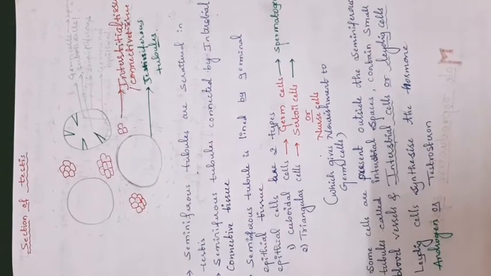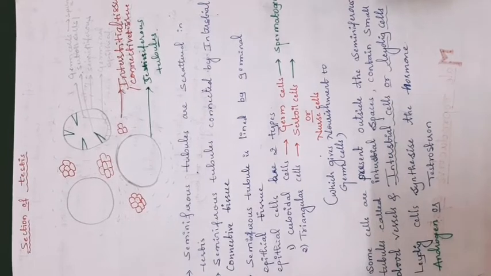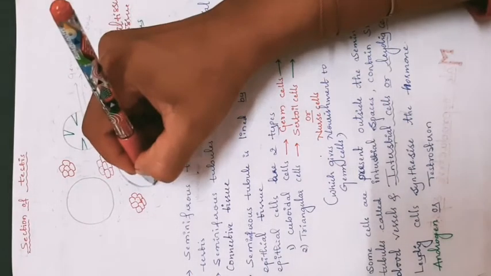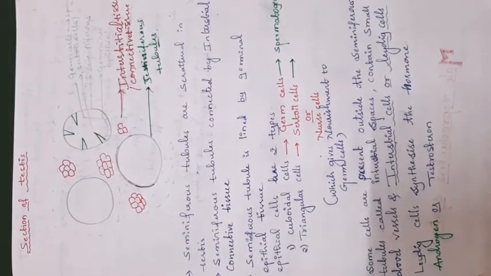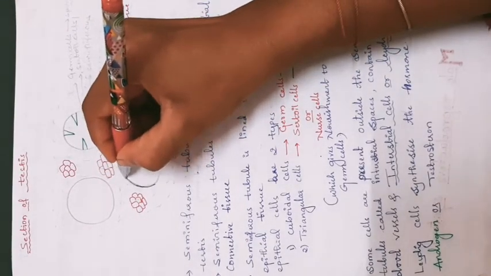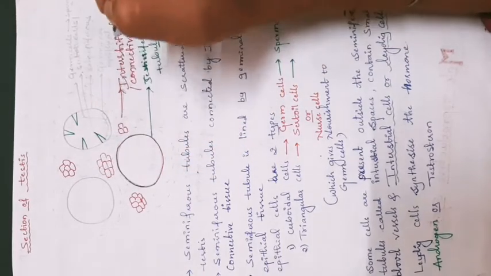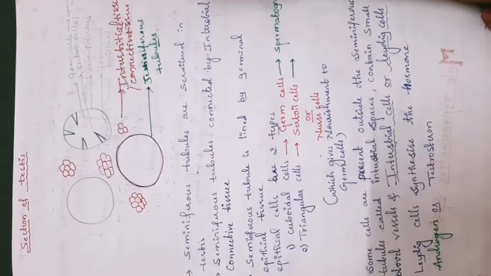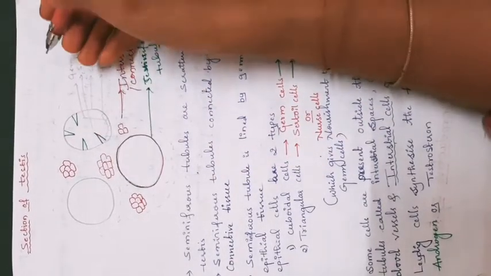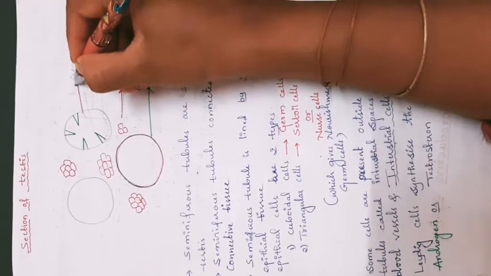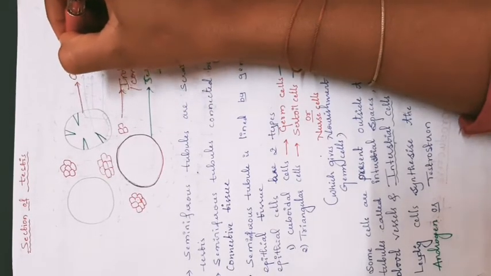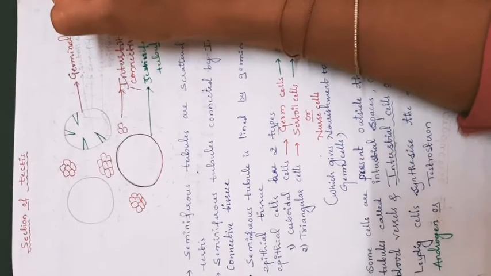Then each seminiferous tubule is lined by a simple, thin germinal epithelium tissue. Here I am going to draw with the pen a simple germinal epithelium tissue. Here I have already drawn that germinal layer, or germinal tissue.